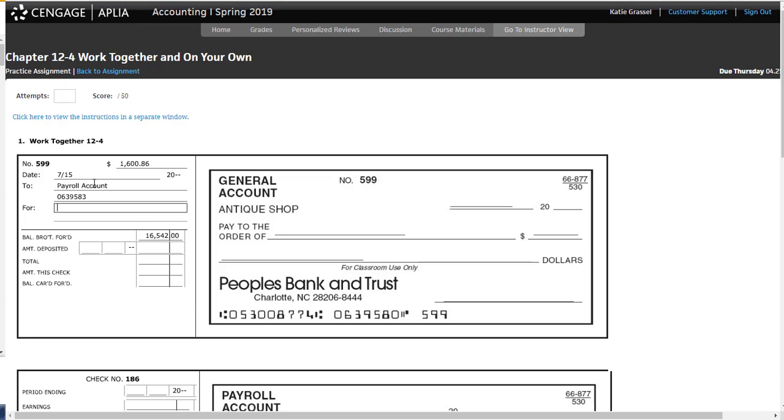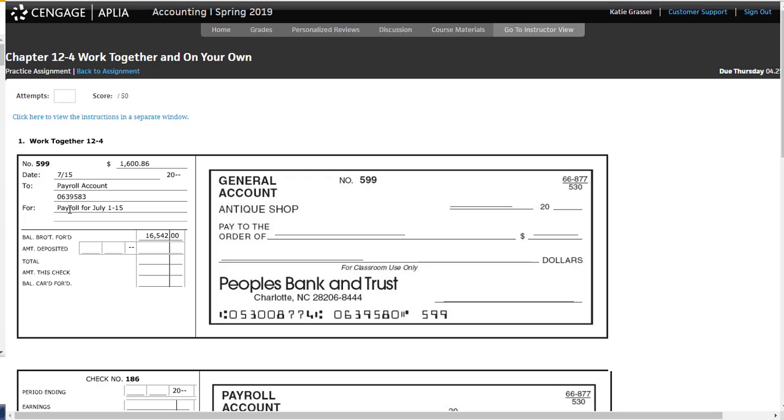The only account it can be deposited to is the payroll account with that number. What if my business and another business had a payroll account there? Could it accidentally put it into somebody else's payroll account? Yes. So by putting that payroll account number on there, it makes sure it goes into the correct account. Now, what is it for? It is for payroll for July 1st to the 15th.